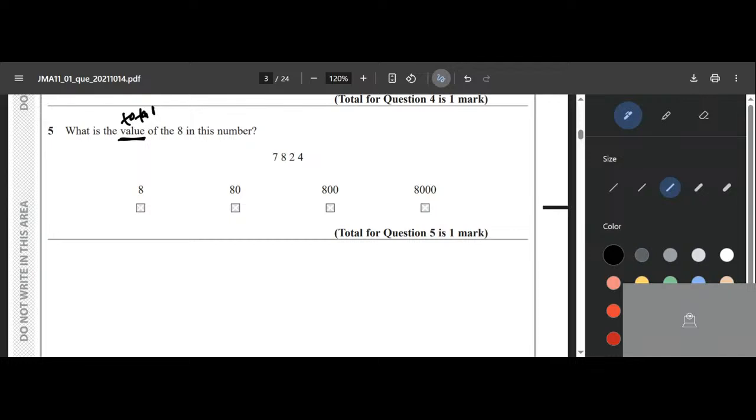So for total value, I always tell my students, just look at the position of the number. This is 8. Then the numbers that are in front of it should be replaced by zeros. There are 2 numbers, so I should replace them by 2 zeros. So this is 8 replaced by 2 zeros. So the value is supposed to be 800, and that makes that one the correct answer.